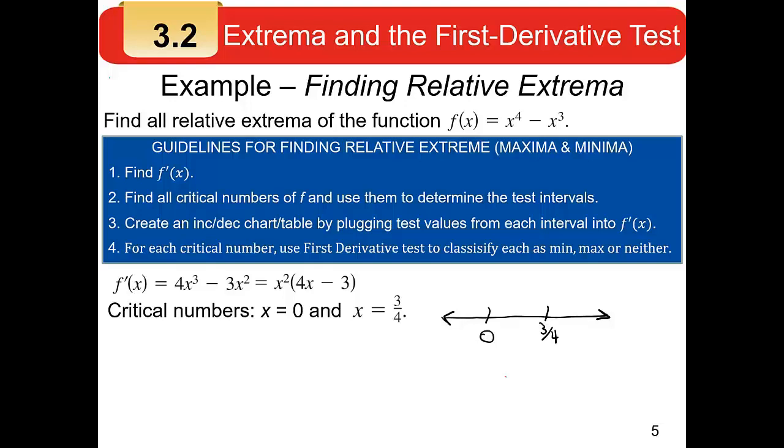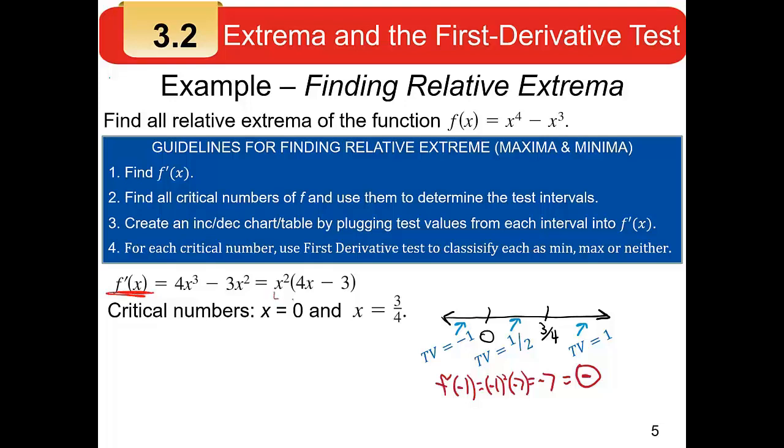So you put 0 to the left of 3/4 because 0 is smaller than 3/4, and then you create test values in each interval. So you want to look at some number smaller than 0. Why not just choose -1? Some number between 0 and 3/4, maybe say a half, and then some number bigger than 3/4, why not 1? So those are the test values you need to use. A test value is for testing. So you take each test value and plug that value into the derivative.